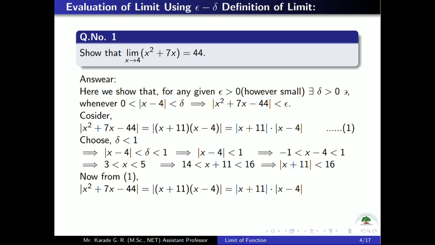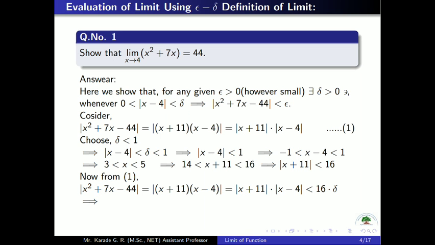It is equal to, we can separate these two mods in the multiplication, mod of x plus 11 into mod of x minus 4. Of these two mods, the first mod is less than 16 and the second mod is less than 1. Therefore finally we have it is less than 16 times delta. The first mod is less than delta.